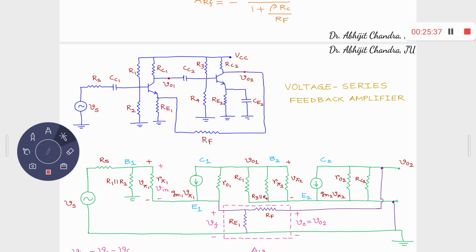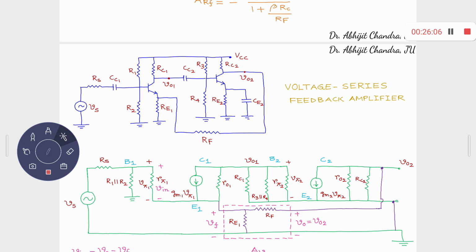Then, as you understand, this is your ground line, and this emitter 2 is also at AC ground, right? So these 2 points have to be connected. It should be short circuited, right? Okay, that completes the entire small signal model.